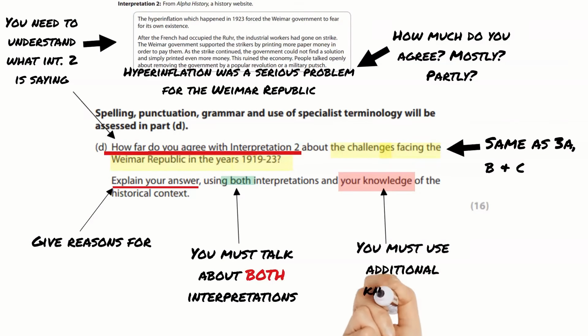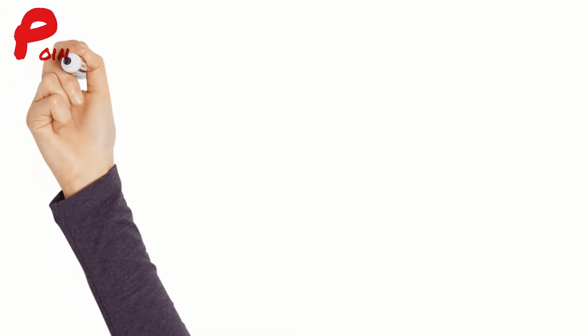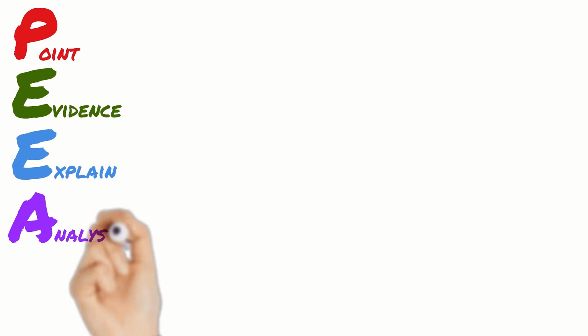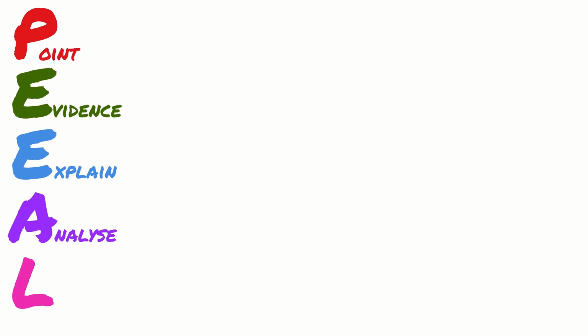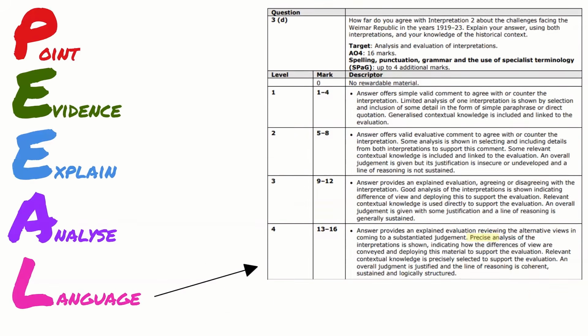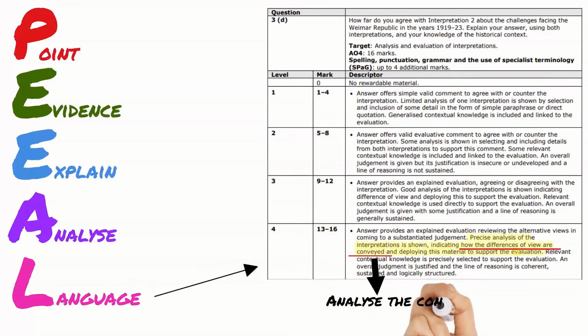You'll recognise some of this from the 16-mark questions on paper 1 and 2, and there is a similarity in how we answer it. Just like in the other 16-mark questions, I'm going to use PEEAL to structure my answer, but this time I'm going to add in an L, and this stands for language. This is because in the mark scheme it says, precise analysis of the interpretations is shown, indicating how the differences of view are conveyed and deploying this material to support the evaluation. The key phrase here being how the views are conveyed. So I'm not only going to analyse the content of the interpretations, also how they say it.